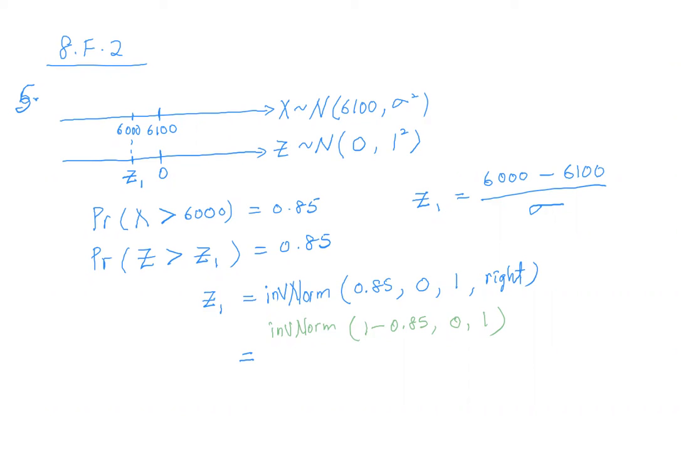Negative 1.036. So you put into here and you solve. Negative 1.036 standard deviation is equal to negative 100. So standard deviation equal to, okay, you get the answer. $96.52.